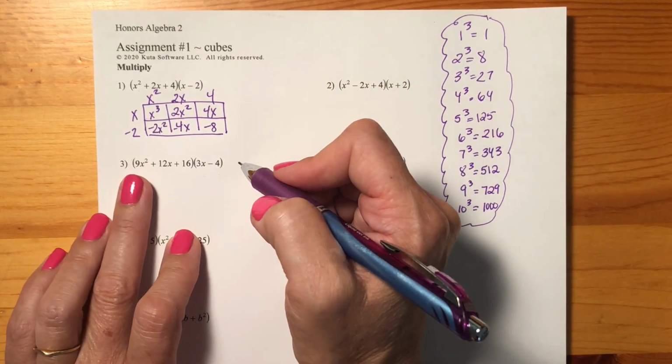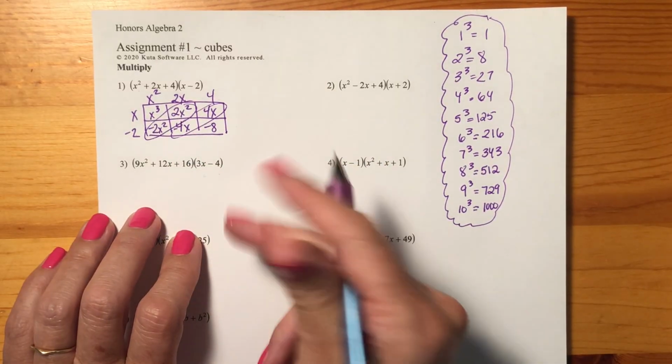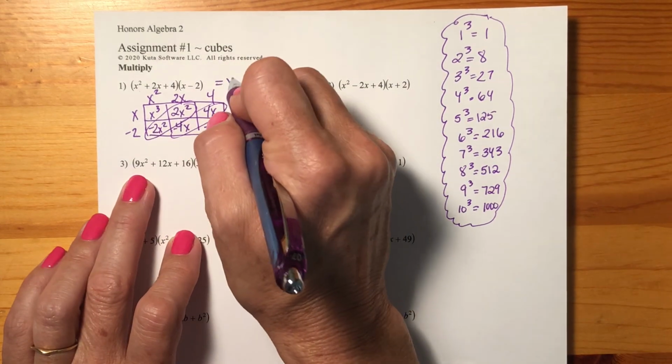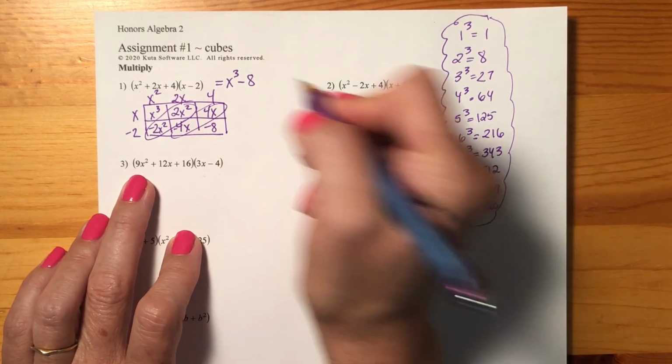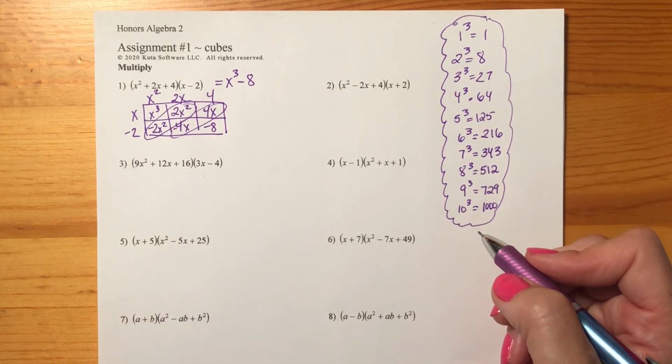Your job now is to add your like terms. Notice that I have like terms right across from each other, which is really convenient. And those terms are going to add up to 0. So I am left with x cubed minus 8. Wow, that's kind of a special problem, isn't it? The way those middle terms dropped out.